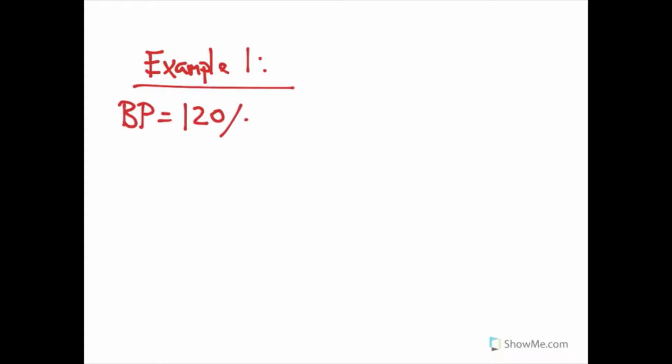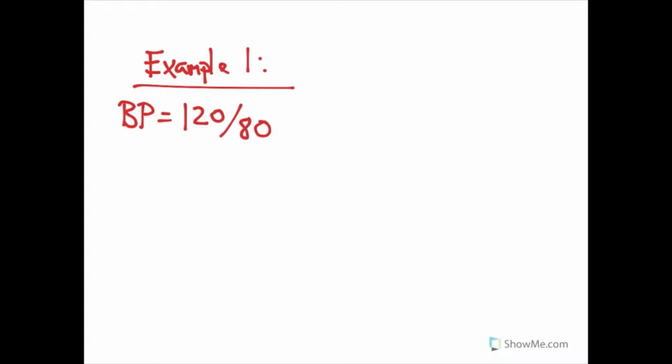And I'm going to do 3 examples for ease. So let's do an example here. Let's do example 1. And example 1, I'm going to do our normal blood pressure. So let's say we have a blood pressure measured to be 120 over 80. Okay, so that's our normal pressure.